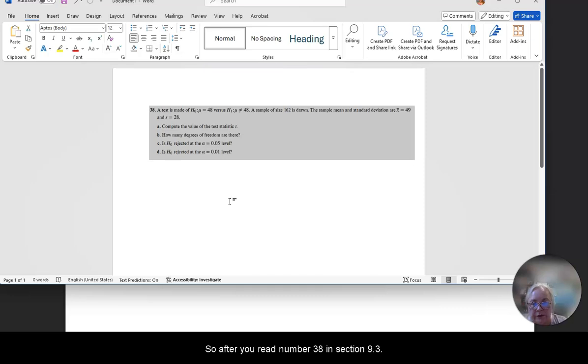So after you read number 38 in section 9.3: a test is made of H0 mu equals 48 versus H1 mu is not equal to 48. A sample of size 162 is drawn. The sample mean and standard deviation are x bar equals 49 and s equals 28. So again, the sample size is large, so we can apply the p-value method.